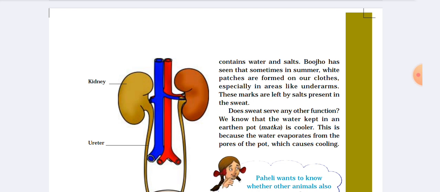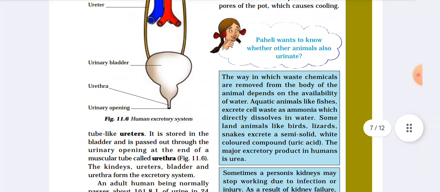Does sweat serve any function? Yes, sweat serves the function to cool the body down. This is because, let's take an example of an earthen pot. Why is the water in that matka cooler? This is because the water evaporates from the pores of the pot, which causes cooling. We can also see this in plants.